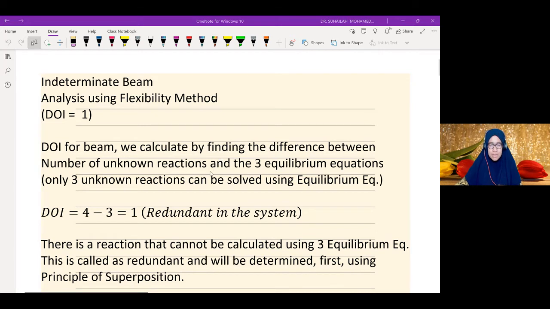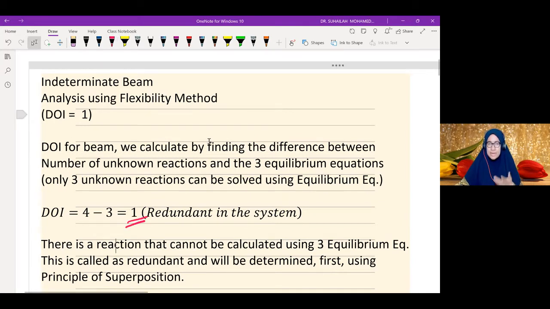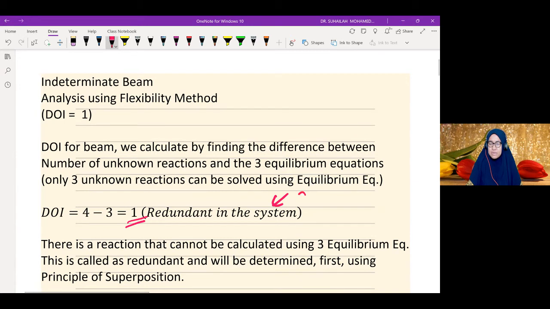So we get 1. This value 1 represents the redundant, and this redundant needs to be solved first. Once the redundant has been determined, then only can we analyze the remaining reactions, which are the 3 remaining reactions.